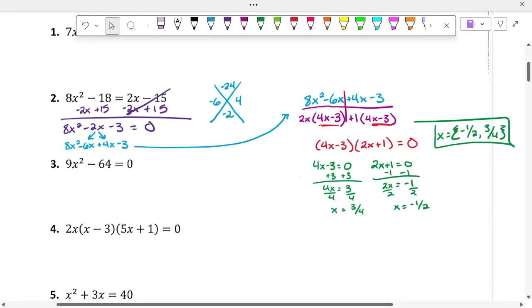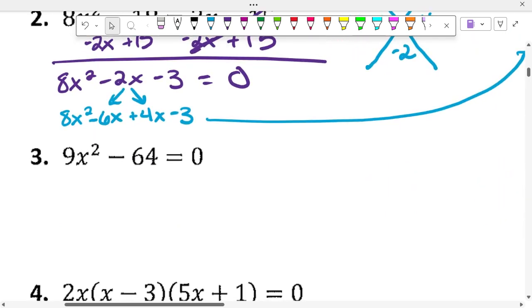All right. Then number 3. First off, how many terms are there? 2. So what's the only strategy with 2 terms that we have to look for? So first off, is there a GCF? No. So what's the only other strategy with two terms that we can factor by? Difference of squares. So in other words, you're looking for if you have two perfect squares being subtracted from each other. Is that true? Yeah.